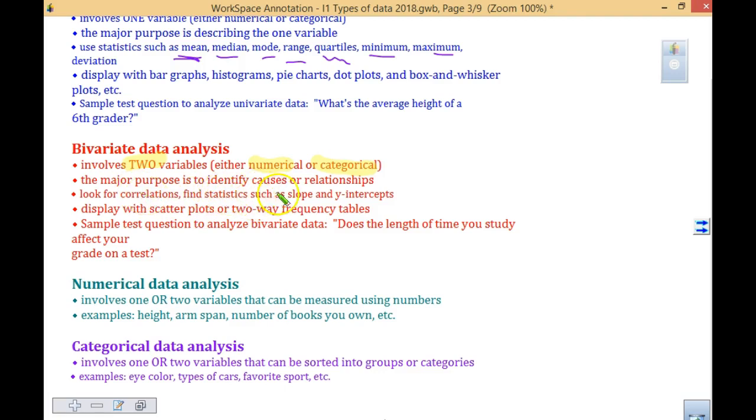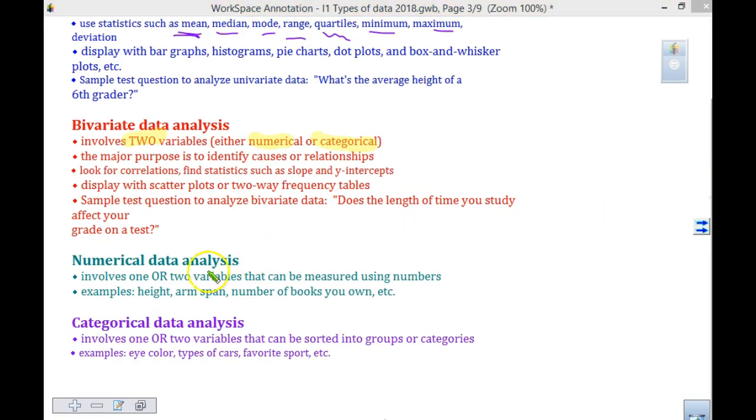The major purpose is to identify causes or relationships. We're going to look for correlations. We're going to find statistics such as the slope and y-intercept. We're going to display our scatter plots, 2-way frequency tables. And a sample question that we might analyze in bivariate data is, does the length of time you study affect your grades on the test?